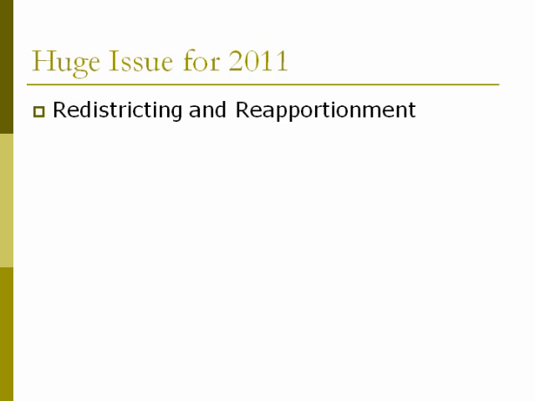So the terms redistricting and reapportionment are 2 different terms. Just to be clear, reapportionment is to change the number of seats or change the number of districts. And then redistricting merely means to redraw the lines.